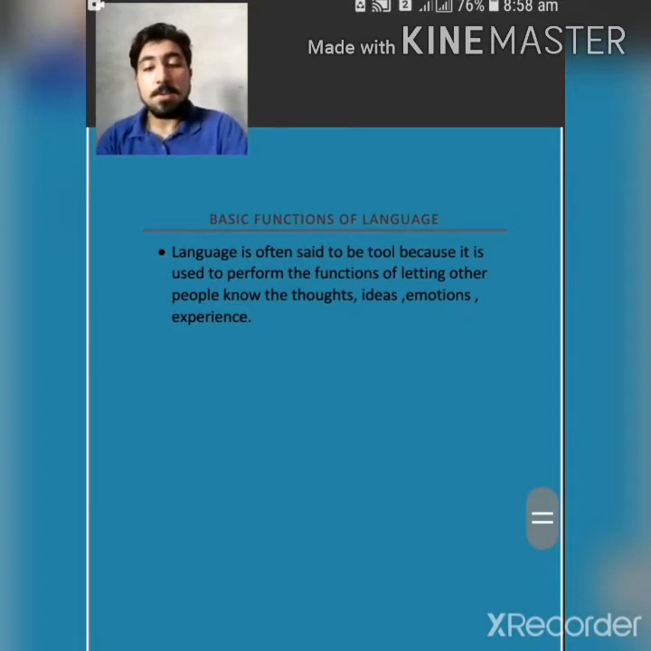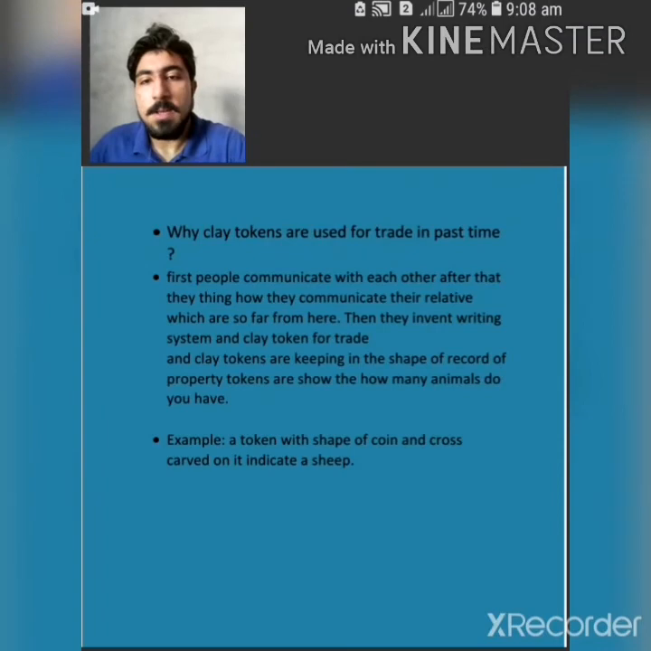given the response to speak. My third topic is clear tokens are used for trade and pastime. So why did we use these tokens? Which need did we have to make these tokens for the trade system?